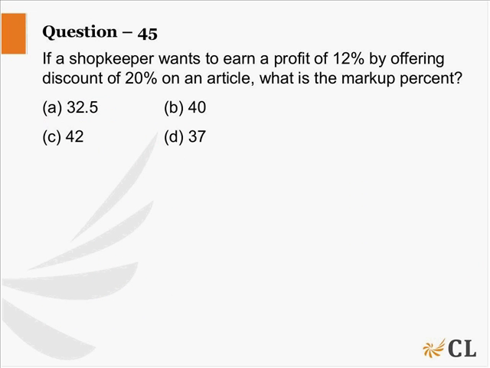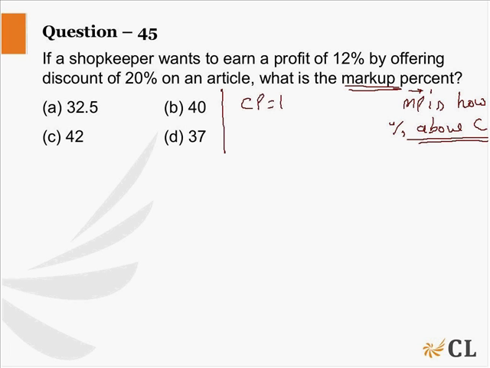Shopkeeper wants to earn profit of 12% by offering discount of 20% on the article. What is the markup percent? What is the markup? Markup is actually how much percent the mark price is above cost price. This is called markup. Okay, so one way of doing this question is, let's assume the CP is 100. I need to make a profit of 12%. 12% of 100 is 12 rupees, so profit has to be 12 rupees. That means selling price has to be 112.